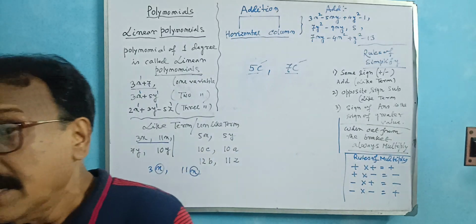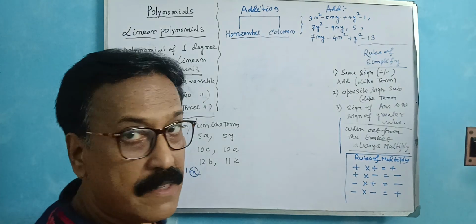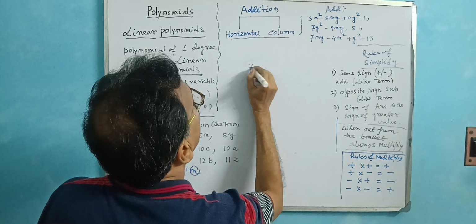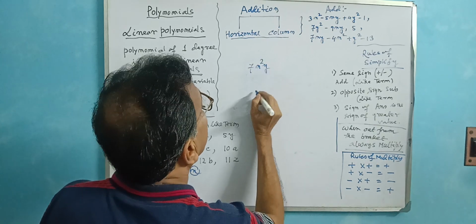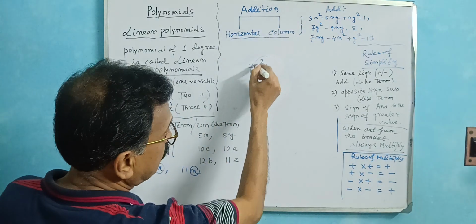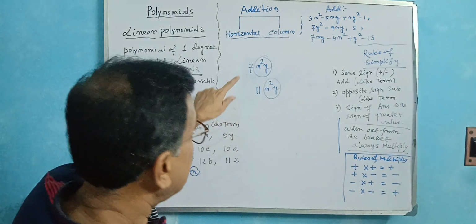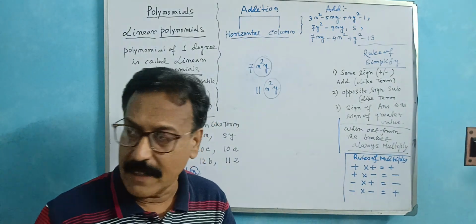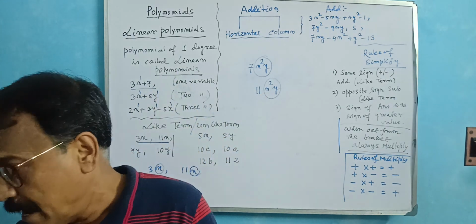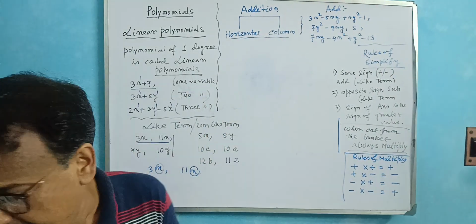Very important thing in case of addition and subtraction: you properly understand which one is the like term. Suppose here 7x square y and here is 11x square y. So this is actually a like term. You just consider x square y. So this is called the literal part. If the numerical part is different, no matter at all, but the literal part is the same. So this is actually the like term. So here, is this a like term or not?